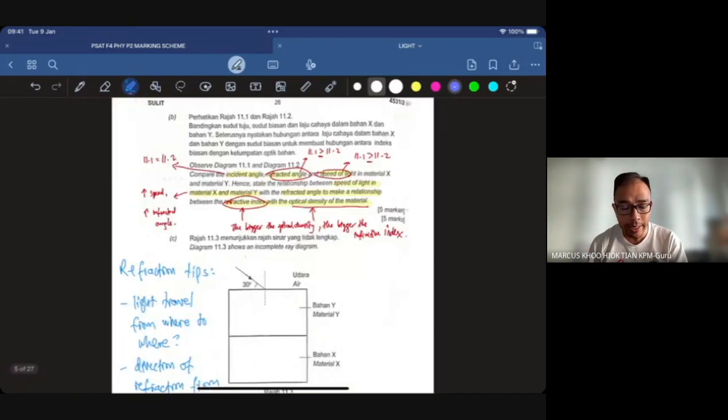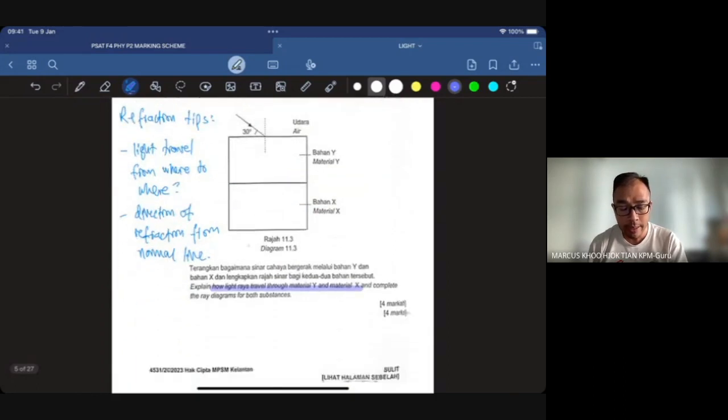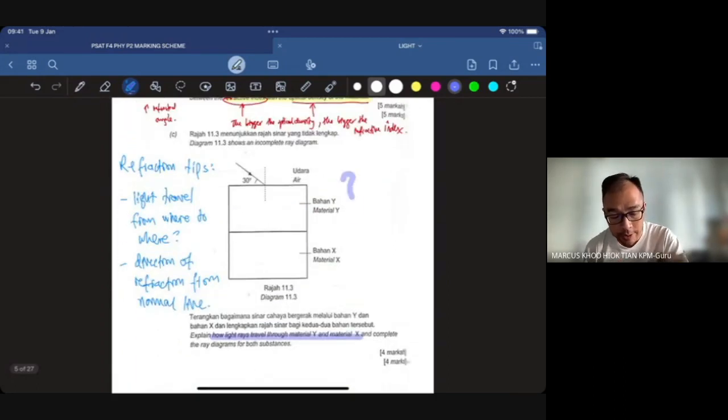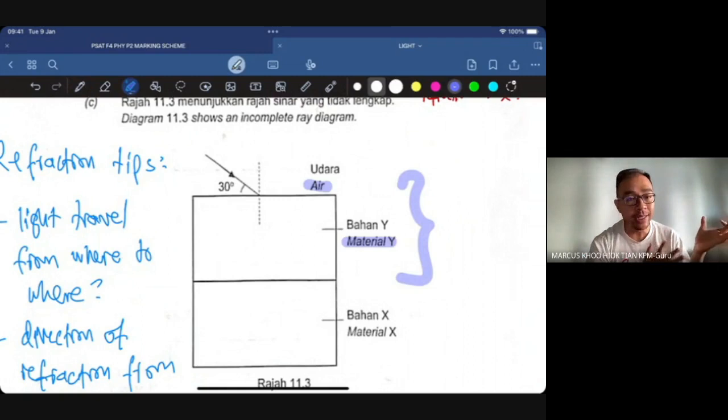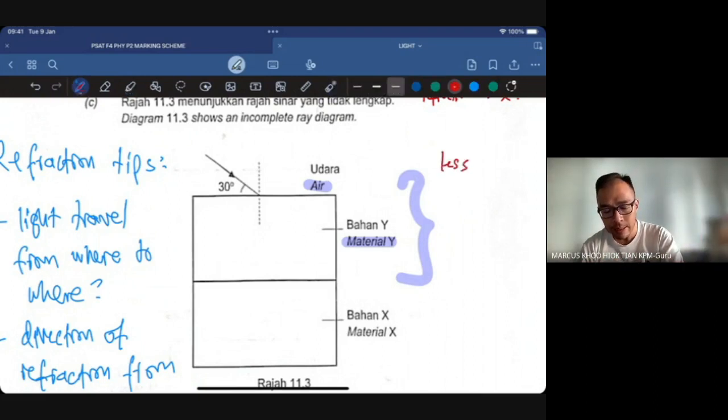Okay, so in the case of this one, let's think about the first situation first. The first situation is going from air to Y. Air is the smallest density. Optically dense, there is an optical density, and air is the smallest. So you know that it's going from less to more. So this is less, this is more.